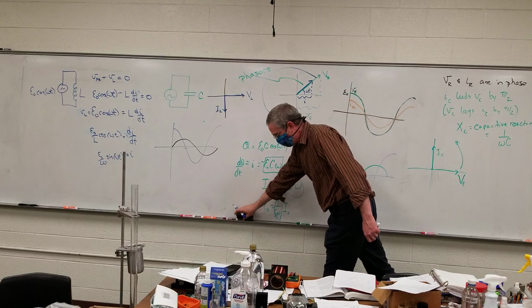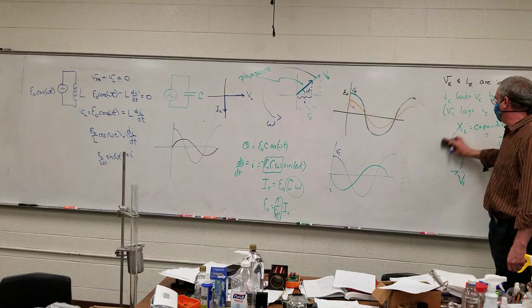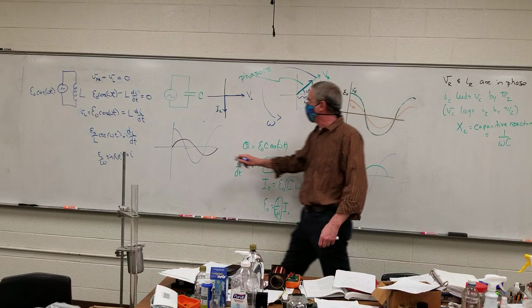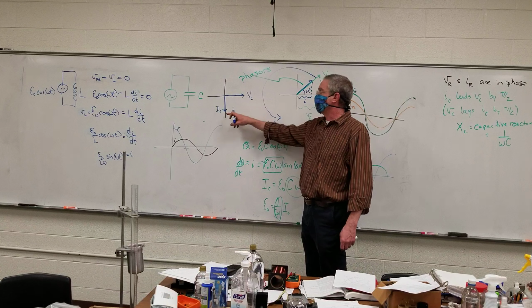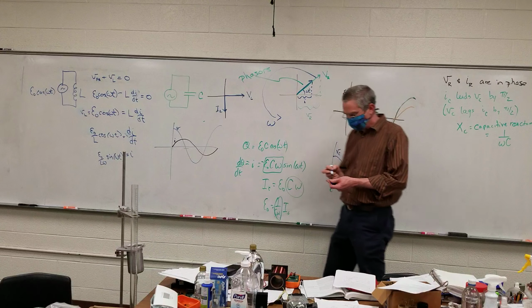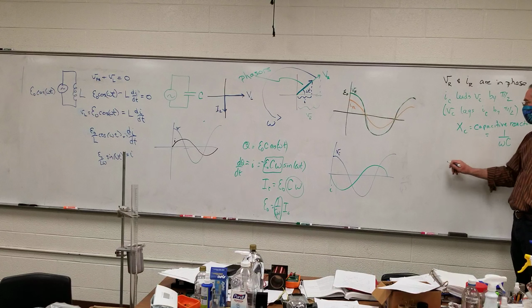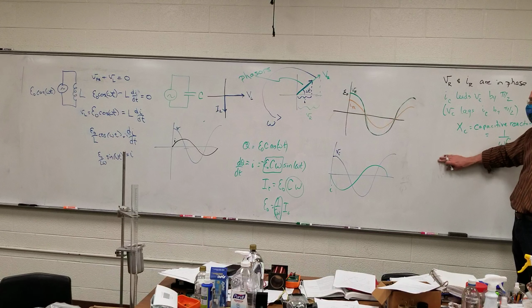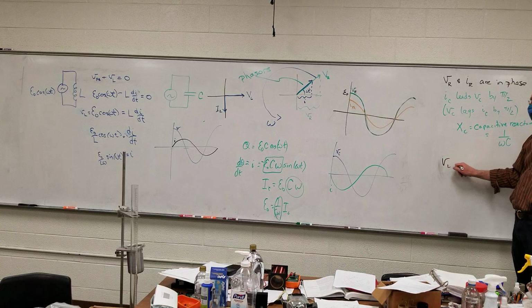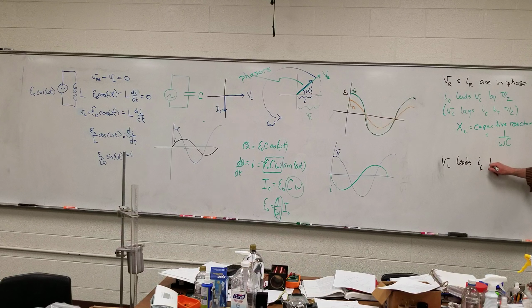Is it little I? Should it be little I? Typically you label this with a little I right here. Okay. That would be a little V. Typically you label the phasors with the magnitude. So let's do voltage: V sub L leads I sub L by pi over 2.